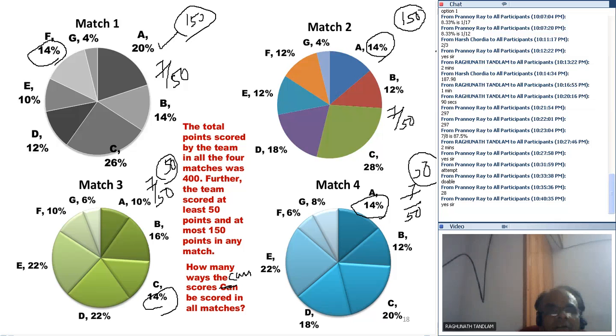So, the team score should be 50 in match 3. Team score in the first match should be 150. The others can be 150, 50 or 100, 100. From that, obviously, I can calculate the value. Yes, what's the answer we got? Most of you gave the answer. In match 1, you could have got 30. Yes, Ravi Kumar?